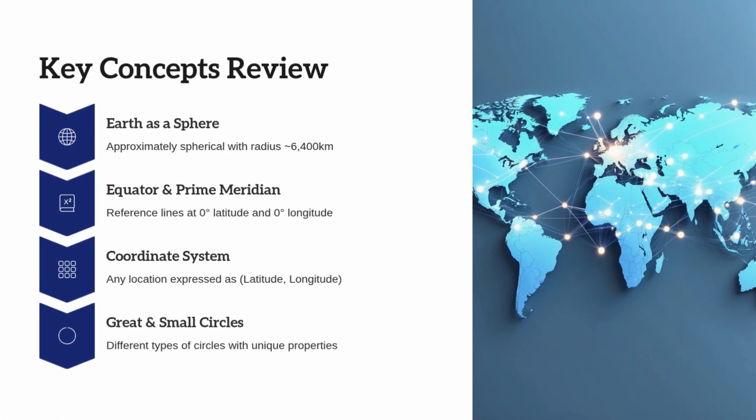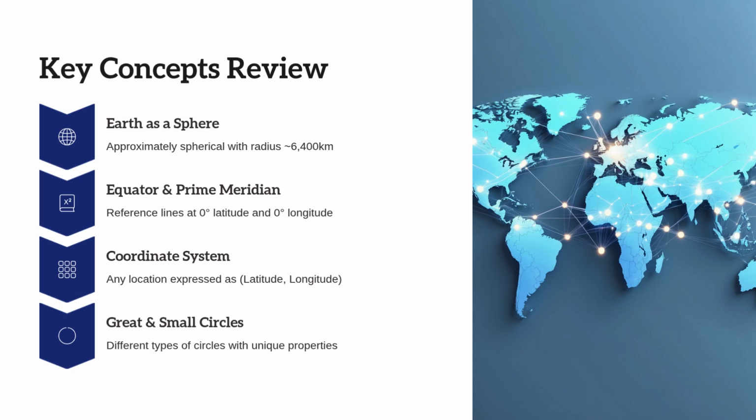Key concepts review. Earth as a sphere. The Earth is not a perfect sphere but very close to spherical, with an average radius of about 6,400 kilometers. Equator and prime meridian. The equator is the main reference line for latitude at 0 degrees, dividing Earth into northern and southern hemispheres. The prime meridian is the main reference line for longitude at 0 degrees, dividing Earth into eastern and western hemispheres. Coordinate system.